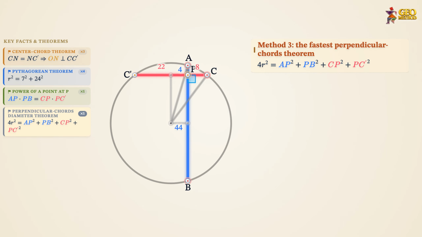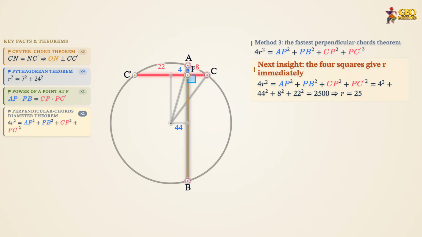Method 3 is the fastest. The perpendicular chord's diameter theorem says that the squares of the four chord pieces add to the square of the diameter. Since the diameter is 2r, we have 4r squared equals segment AP squared plus segment PB squared plus segment CP squared plus segment PC' squared.